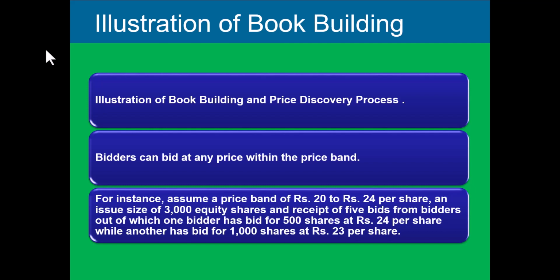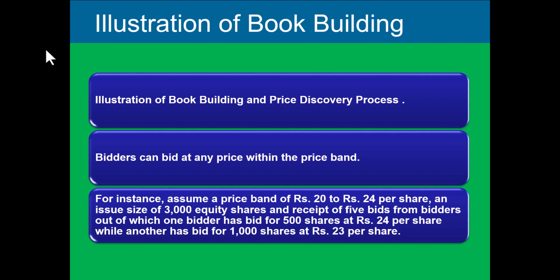So this I'm going to explain. This is an illustration of book building and price discovery process. Bidders can bid at any price within the price band. For instance, suppose there is a company which has fixed a price band of rupees 20 to 24. That means it is going to offer the shares somewhere between 20 to 24. So it has to announce with the help of merchant bankers what the price band is.